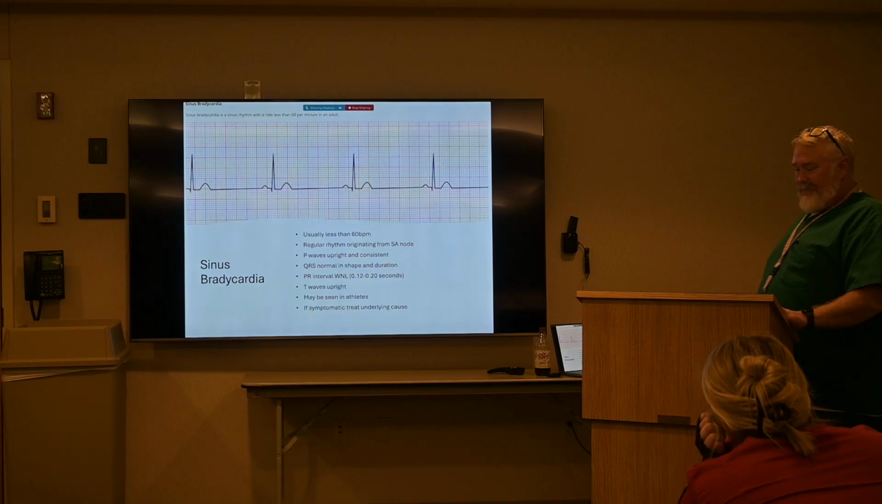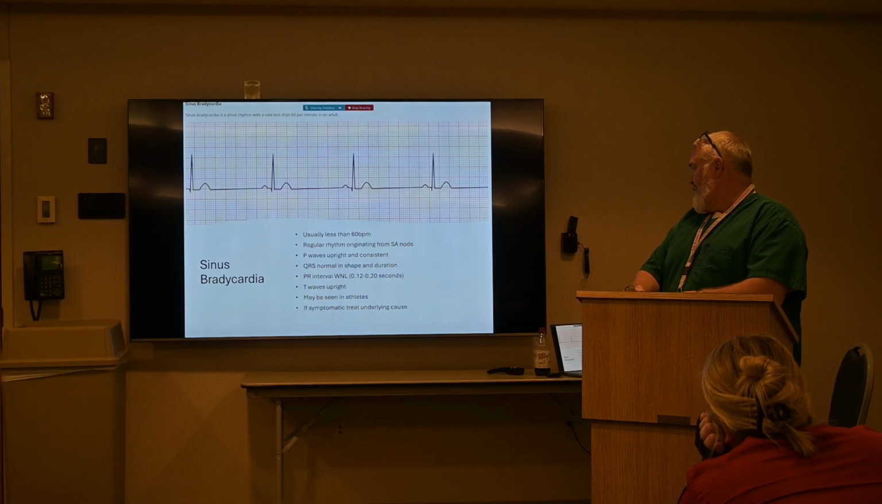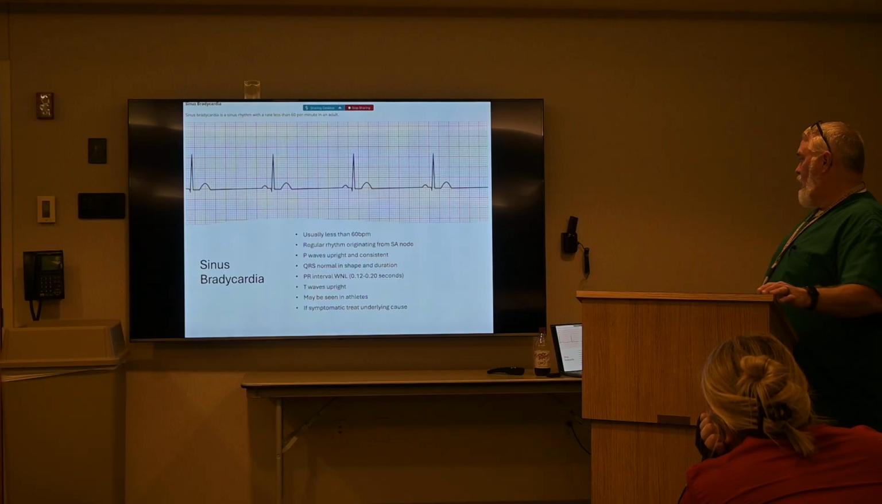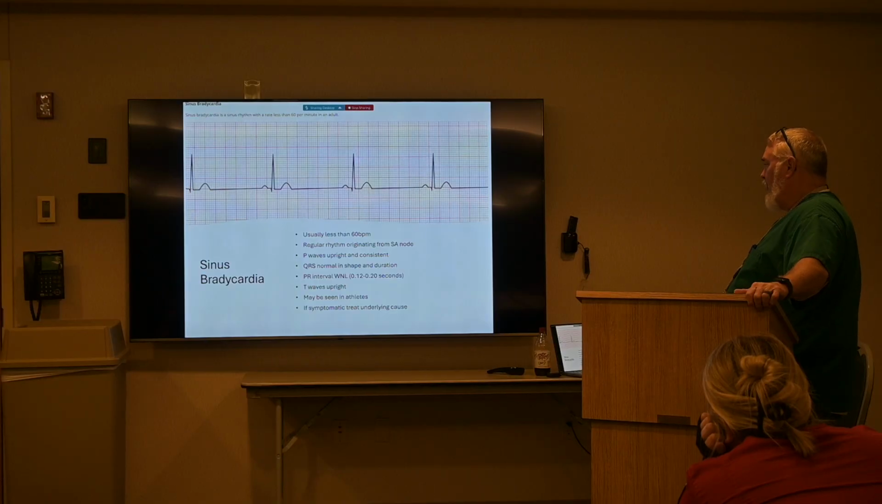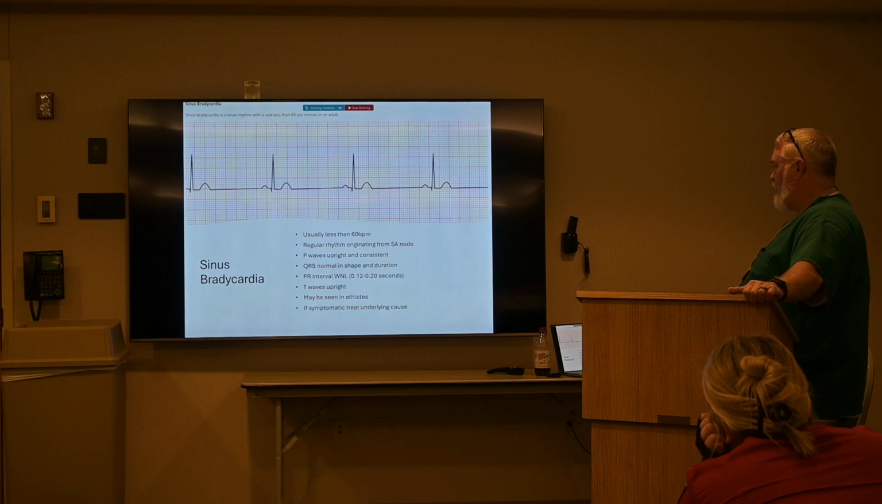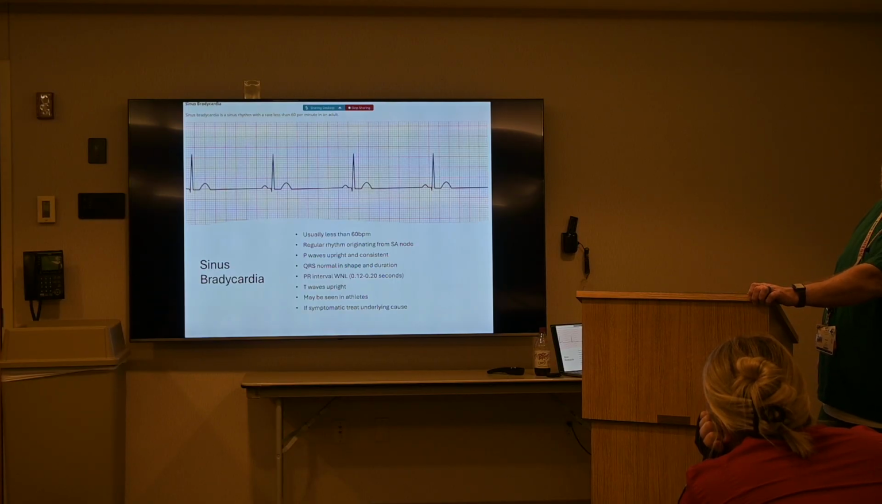Sinus bradycardia. So your heart rate should be less than 60. You have a normal rhythm originating from the SA node. Your P waves are upright and consistent. Your QRSs are normal in shape and duration. You have a normal PR interval of 0.12 to 0.20. Your T waves are upright. You may see this in athletes. People that exercise can become very bradycardic.